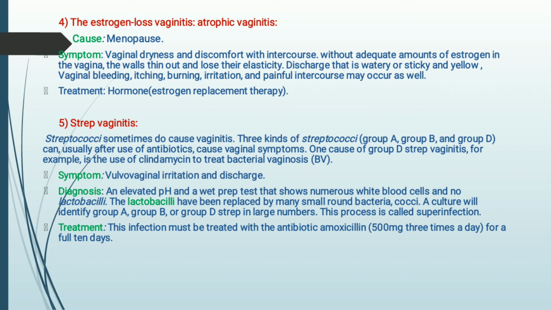The lactobacilli have been replaced by many small round bacteria known as cocci, and a culture will identify group A, group B and group D strep in large numbers. This process is called superinfection. If all kinds of streptococcus bacteria inhabit the vagina, it leads to superinfection. And what is the treatment? This infection must be treated with an antibiotic, amoxicillin 500 mg 3 times a day for a full 10 days. That is the treatment for streptococcus vaginitis or strep vaginitis.